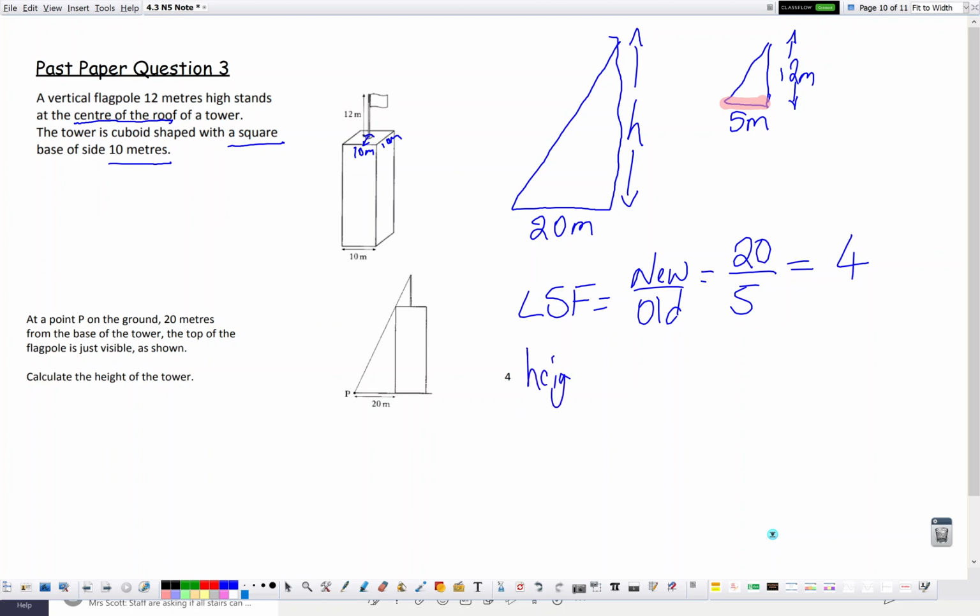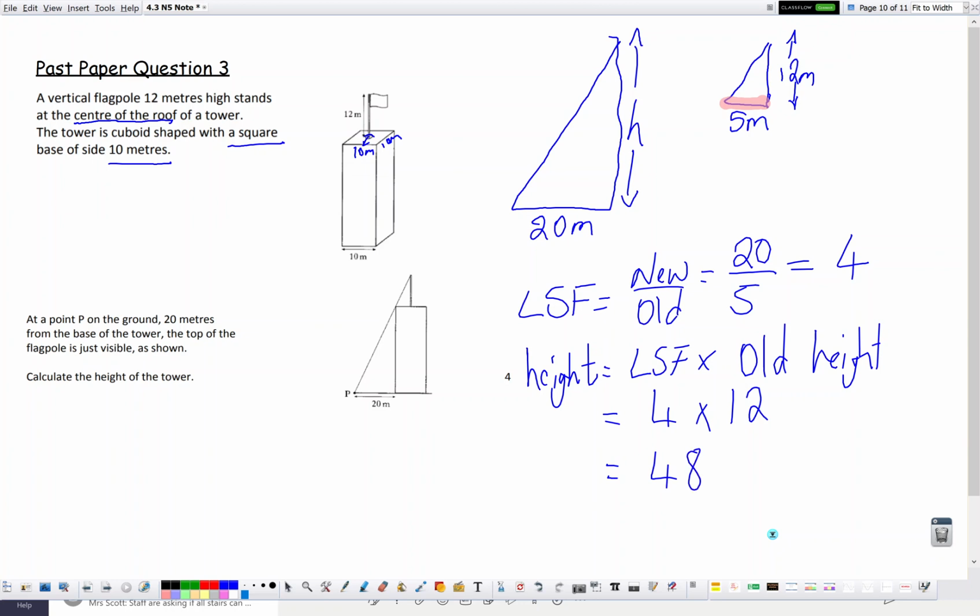Height. There's no area here, there's no volume here, none of that. Quite simply, we just take the length scale factor, multiply it by the vertical height of the flagpole, or the old height. So the rest of this is an absolute doddle, so that's 4 times 12, which gives me 48 metres.